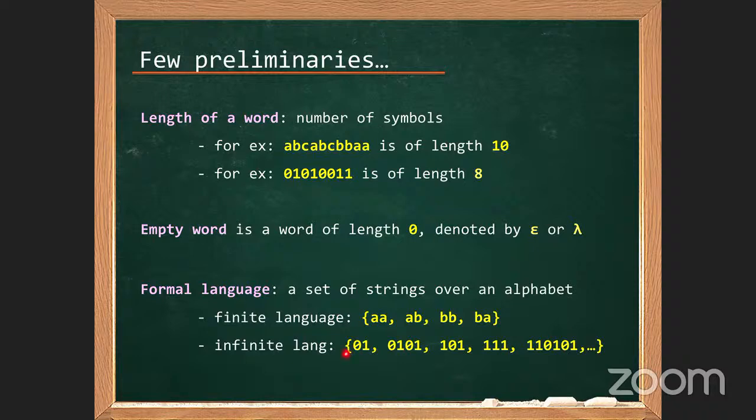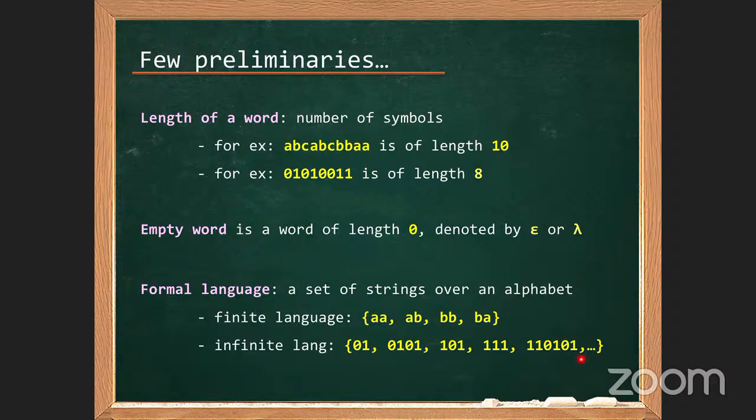In the second example, I have the string 0, 1, another string 0, 1, 0, 1, then 1, 0, 1, 1, 1, 1. It goes on. I don't stop there, which means the set is infinite in nature. It's an infinite language. So a language can have a finite number of strings or an infinite number of strings.